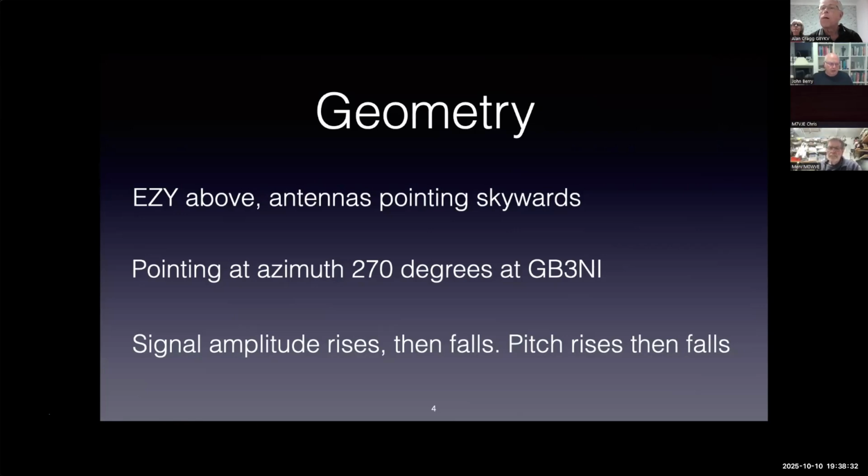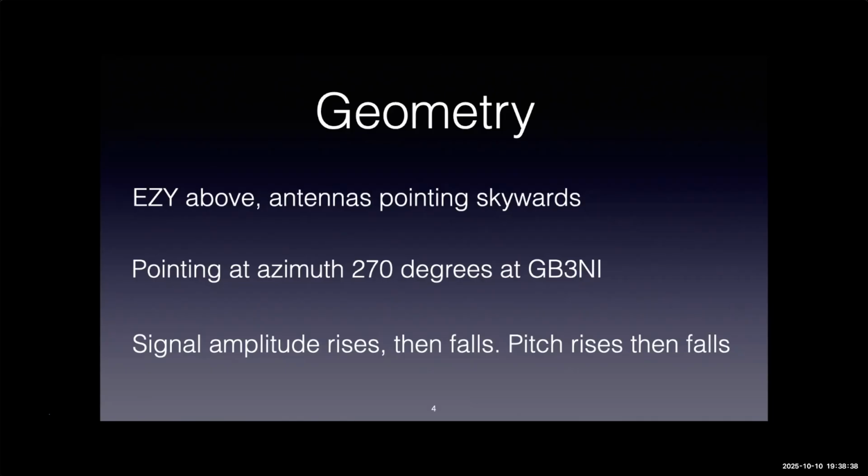If you noticed, I had highlighted EZY, EasyJet. There was an EasyJet aircraft above, in front, down the path. My antennas were pointing at 270 degrees towards GB3NI, but for those observant, I was pointing up in the air. I was not pointing at GB3NI. I was pointing in the general direction of, but actually up in the air. So the critical thing there is that the amplitude rose, then it fell. The pitch rose, and then it fell. And we'll look at those two phenomena as we go on.